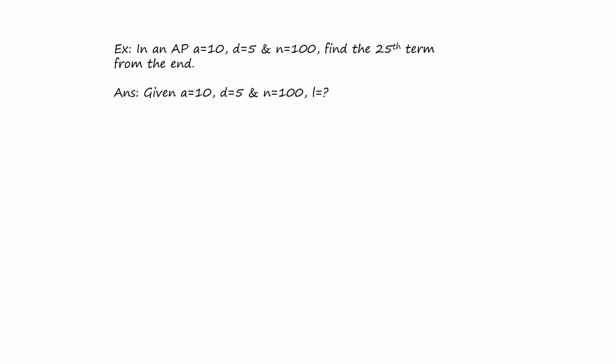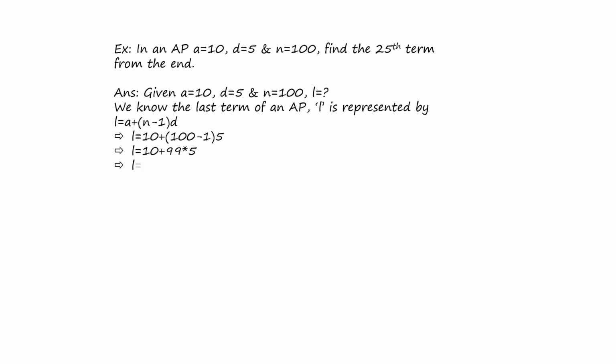Given that A equals 10, D equals 5, N equals 100, and L is unknown to us, we know the last term of an AP, L, is represented by L equals A plus (n minus 1) whole into D. So L is 10 plus (100 minus 1) whole into 5, which is 10 plus 99 into 5, or L equals 505.